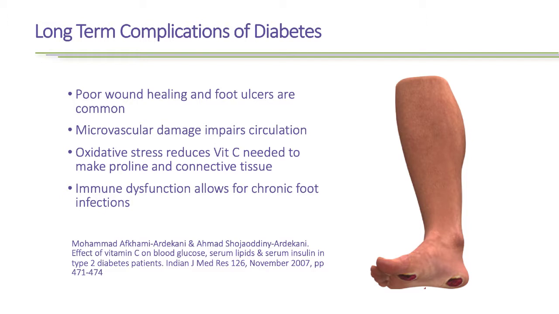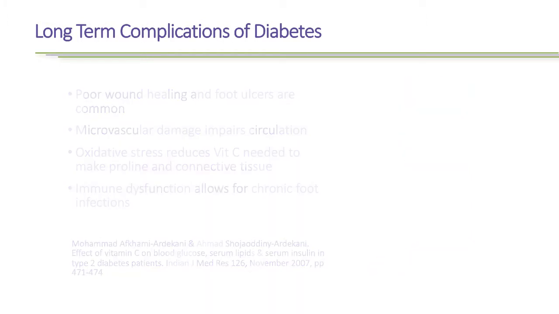Oxidative stress reduces vitamin C. Remember that vitamin C is an antioxidant, so if you increase oxidative stress, you're using up all of your vitamin C to put out the fire from inflammation of oxidative stress. And vitamin C is needed to make proline, and proline is needed to make connective tissue. So you need connective tissue to help heal ulcers, foot ulcers. Also, in diabetics, you have immune dysfunction, which also allows for chronic foot infections. Your immune system isn't functioning well to fight off the infection of a foot ulcer.